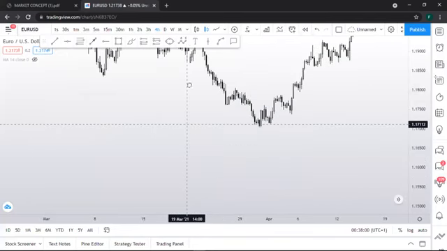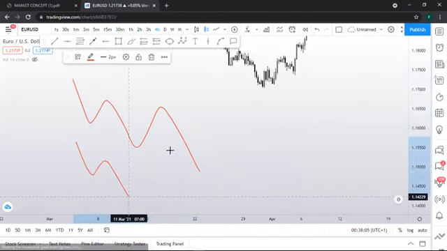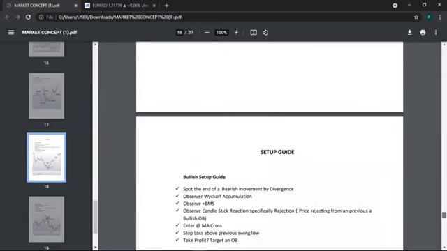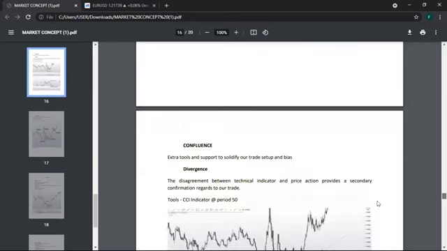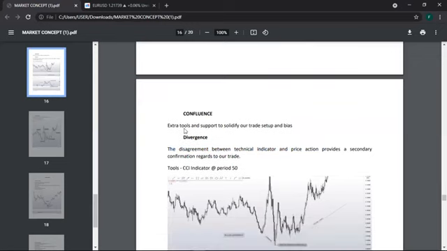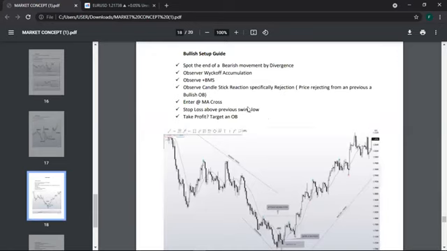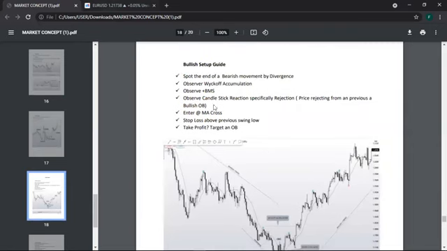Great. Now we understand that divergence is the disagreement in price and technical indicators. Everything is depicted on the PDF. Let me check that out real quick. Yeah, moving average, confluence, divergence. Like I said, it is the disagreement between technical indicators and price action, which provides a secondary confirmation with regards to our trade. Great. So this PDF is all handed to you. I'll be dropping the link in the description box, so you might want to get it and check these out yourself.